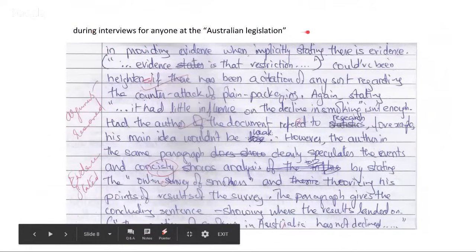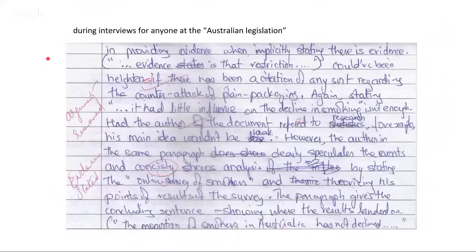Over here, okay, so during interviews for anyone during the Australian legislation, all right, it turns out that one more line got cut off, and apparently I didn't type it. I apologize for that. But over here, the paper says, just as it lacks authoritative statements, it also flaws, let's read from the screen, in providing evidence when implicitly stating there is evidence. So I don't know if you understood that, but basically what the candidate is saying is that he says there is evidence, but he doesn't put it there.